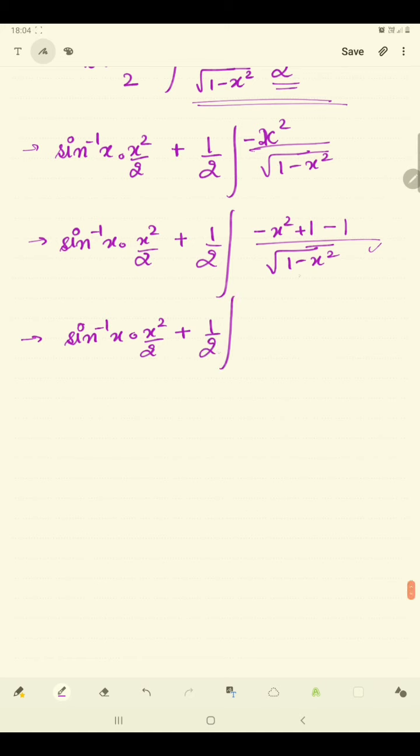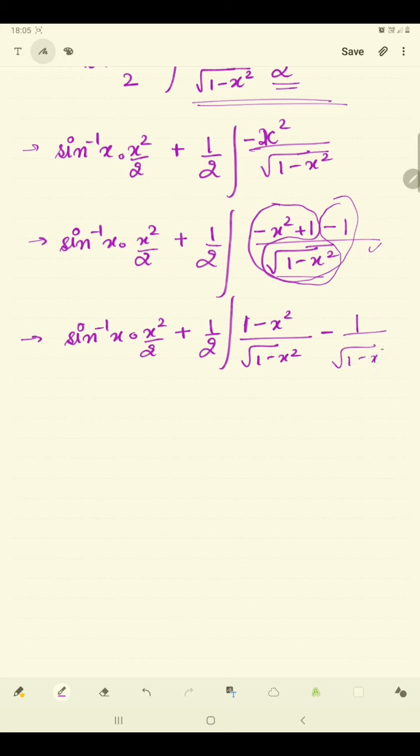So now we separate these like this and this. So we get 1 minus x square upon under root 1 minus x square, minus 1 upon under root 1 minus x square. So we have now two terms.